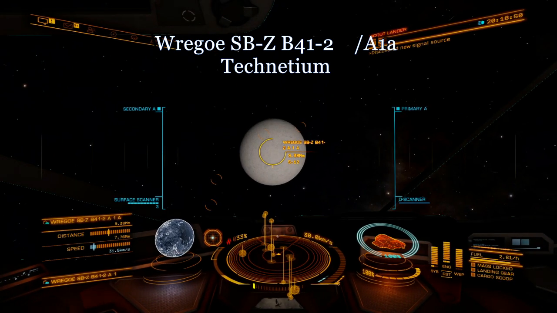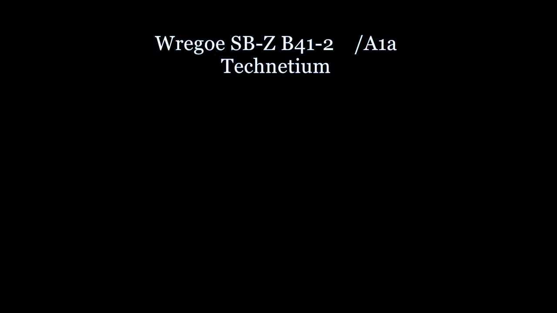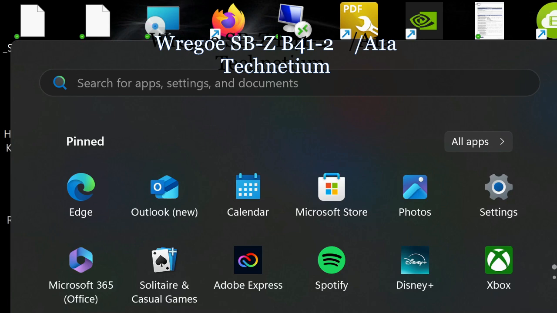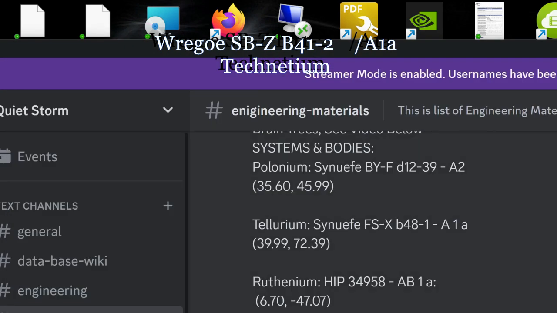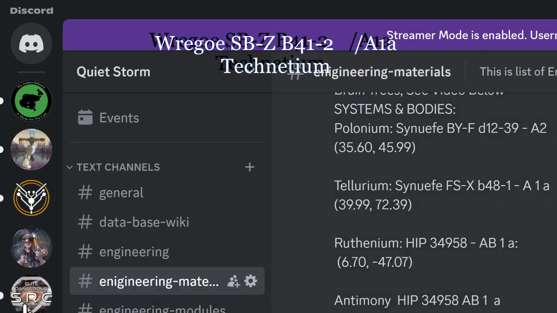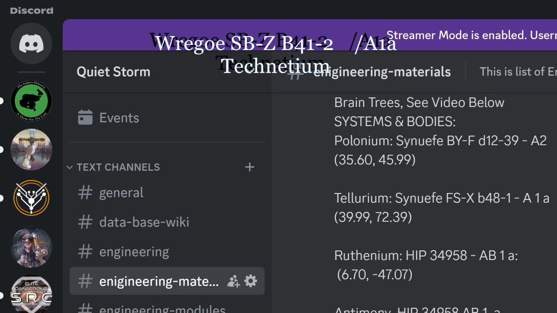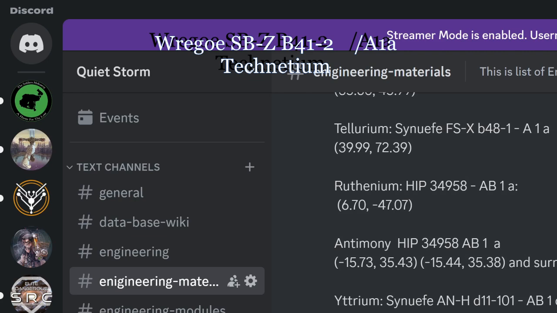this planet to go to the coordinates that is also on our Discord chat channel. In our Discord chat channel, under engineering materials, you can go over here to the engineering materials under our text channel, and at the top here, you'll have all the locations of all of the raw materials, including their coordinates. Technetrium is one we're getting ready to go through, and particularly we want to go directly to these coordinates.